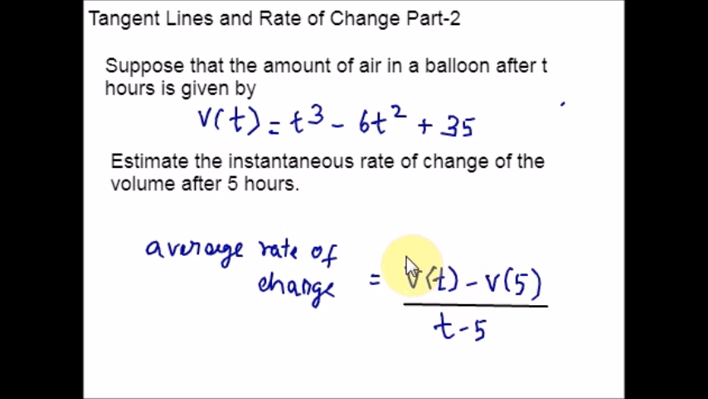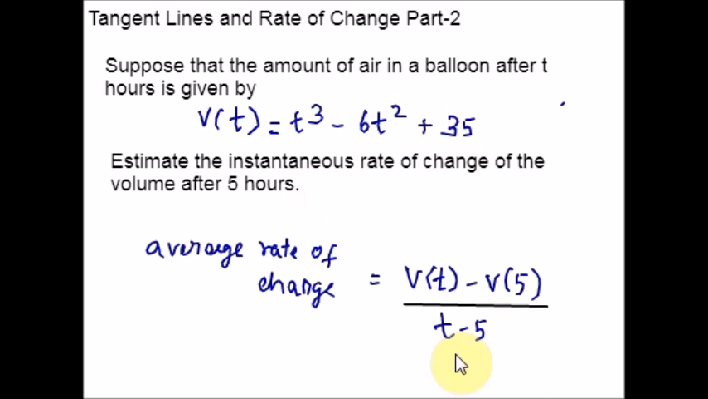Now you can replace V of t by the given function, t cubed minus 6t squared plus 35. And for V of 5, you can just replace t by 5 in this equation and get a value. If you plug in 5 here, it is 5 cubed minus 6 times 5 squared plus 35. By doing the calculation, I'm getting V of 5 is equal to 10. If you simplify, you'll get that value 10.